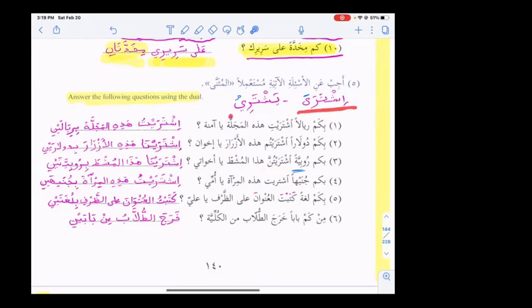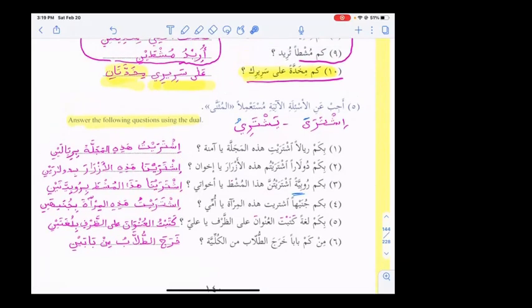I'll give some explanation for you, maybe I'll write it down so that I will save time. Ishtaraina, see, ishtaraina. The answers are always ishtaraitu, ishtaraina, like that. Ishtaraina hadha al-mushta bi rubiyatayn, two rupees. Okay.